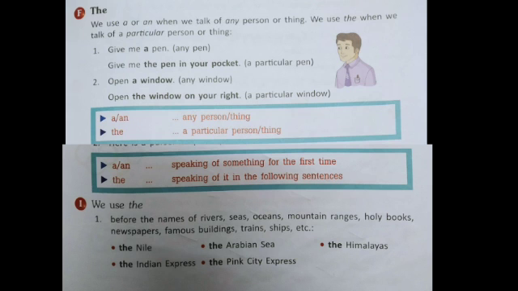Now here students, before the names of rivers, seas, oceans, mountain ranges, holy books, newspapers, famous buildings, trains, ships, etc., we always use the word the: the Nile, the Indian Express, the Arabian Sea, the Pink City and the Himalayas, because we are telling something about a particular thing, a particular sea or a particular river. That is why we make use of the word the.